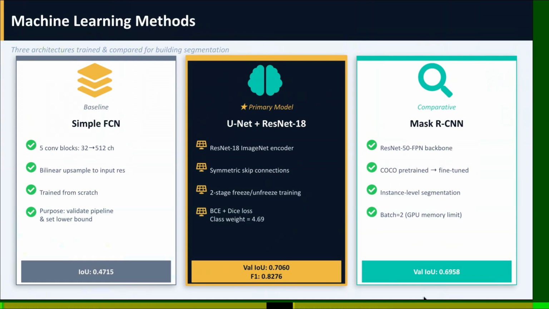The third one was Mask R-CNN. This is the most advanced one, though it is not what we found to be the best one, so I'm not going to talk too much about it.